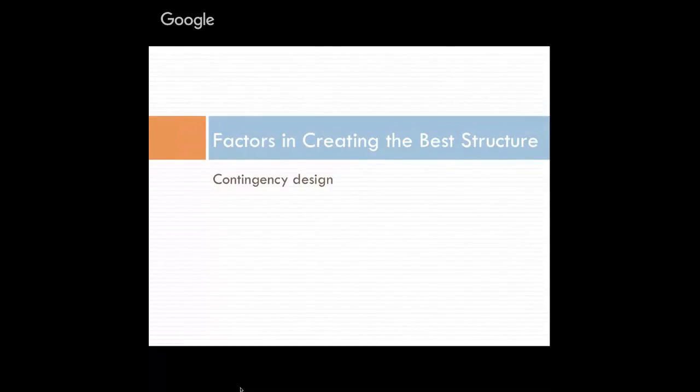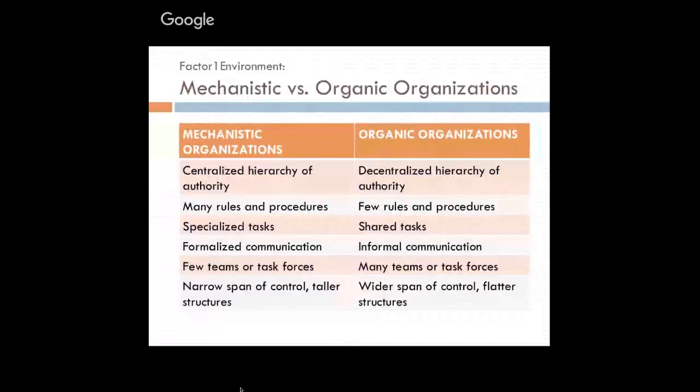So finally, let's look at the factors that help in creating the best structure, right? First important one is mechanistic versus organic. Really important to understand. Mechanistic organizations could be similar to a hierarchical organization. They are very centralized. They have a lot of centralized hierarchy of authority, a lot of rules, a lot of specialization, and very formal communication.